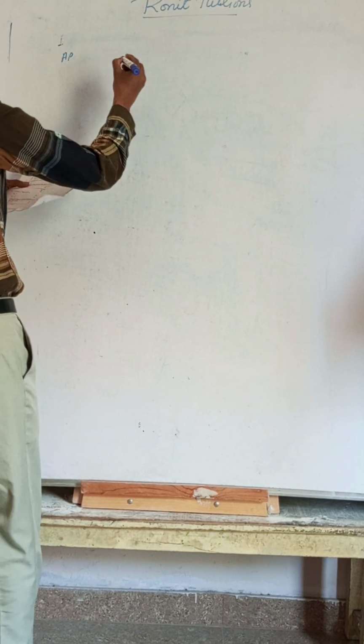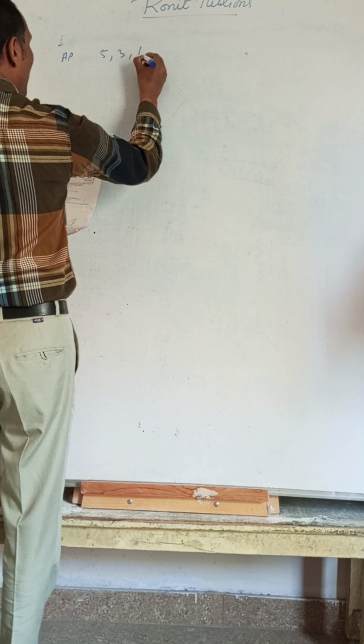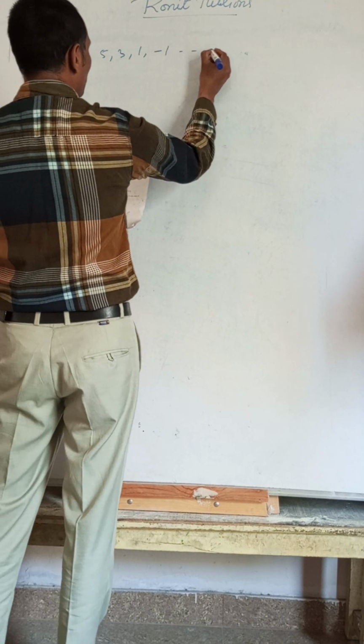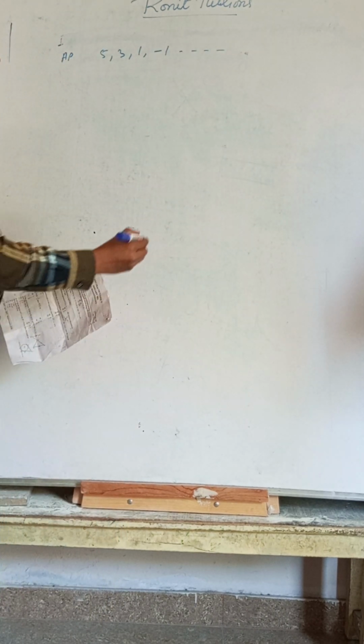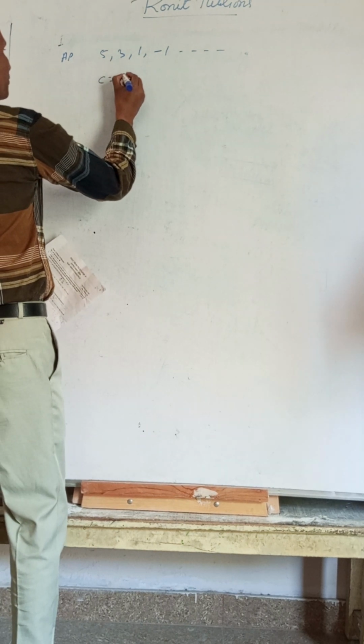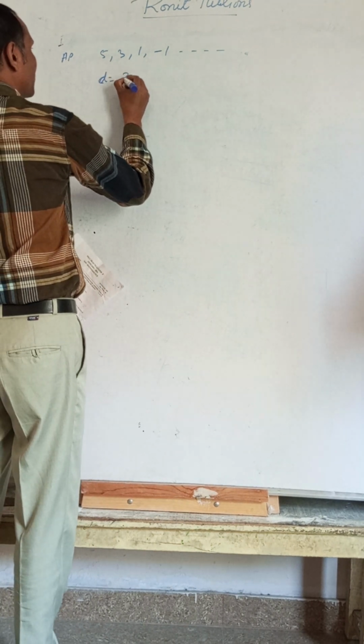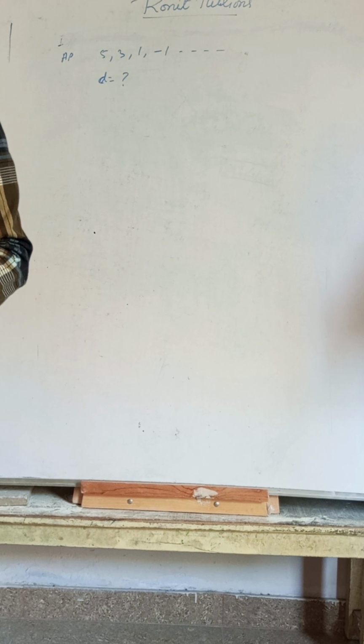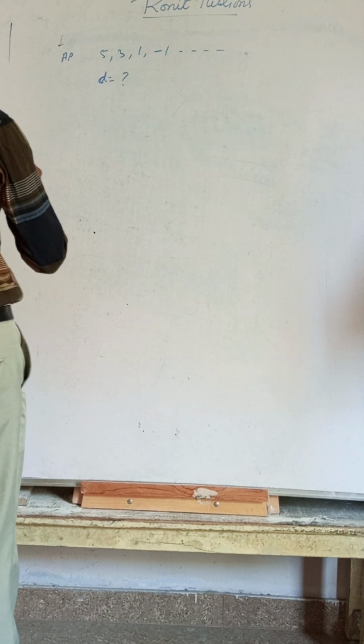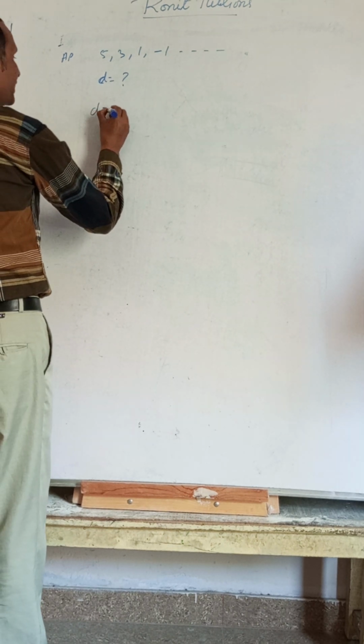In the AP, this is 5, 3, 1, minus 1, and it goes up to infinity. Find the common difference. Find the C, or rather the D. CD means common difference. You are going to find out the D. So D is equal to what?